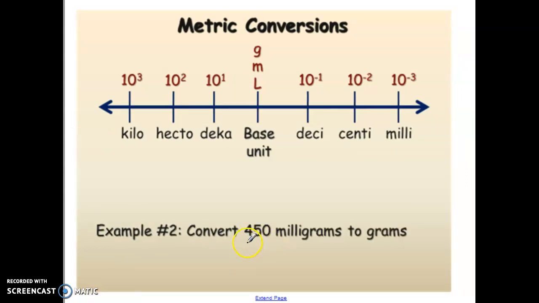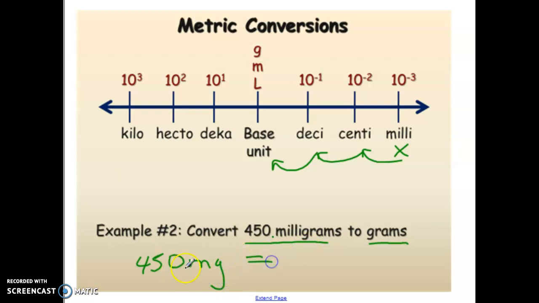So converting 450 milligrams to grams. Now we're starting at this point and we want to work backwards. So we would be moving our decimal point to the left 1, 2, 3 times. So the decimal point is here. So it'd be 1, 2, 3. So 450 milligrams would actually equal 0.450 grams. Hopefully that makes sense of how to use that.